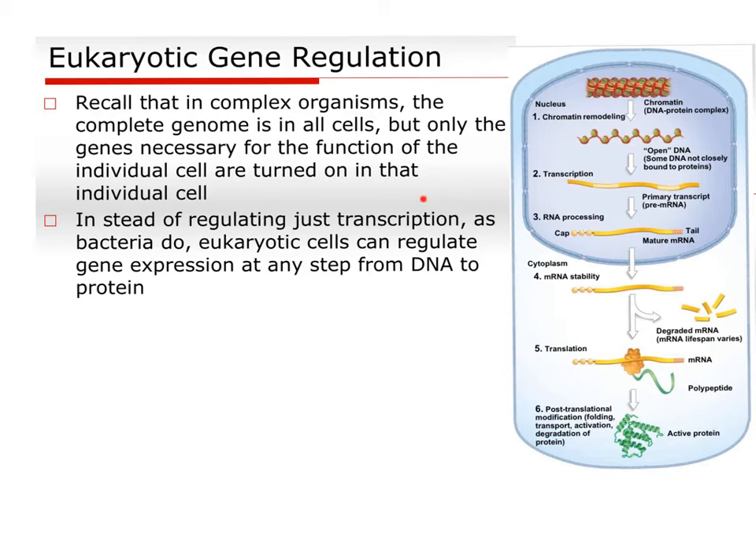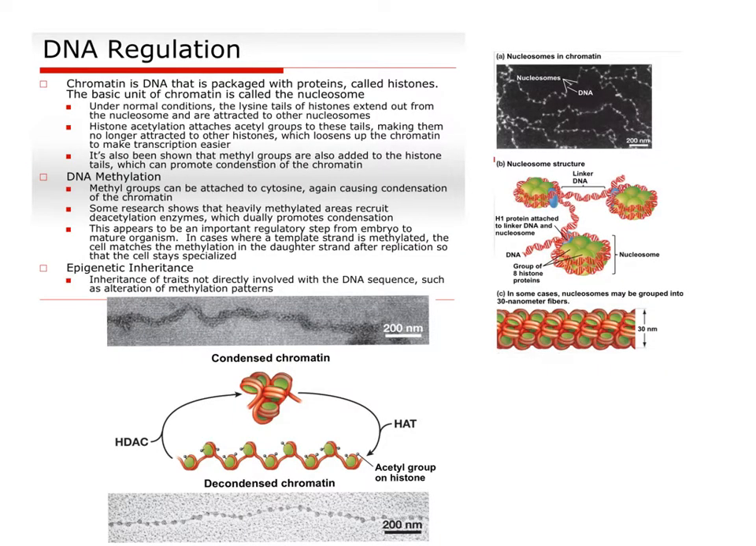So really, bacteria only regulate transcription, and they do so using operons. Eukaryotes have a lot of different mechanisms for doing that. All right, the first mechanism is DNA regulation.